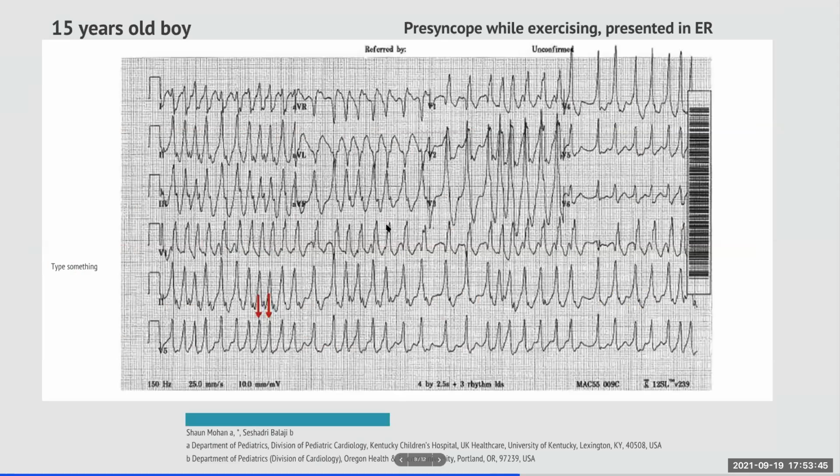A 15-year-old boy, recently while exercising, presented in the ER. Okay, I could not find one of my own, so I had to make one out of the literature. Okay, so what do you see here? Again, don't try to go to the diagnosis. Just go for rate and rhythm. If it's a tachycardia or bradycardia, go through your scheme. What do you think it is?